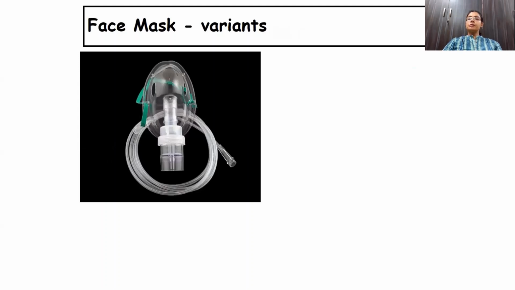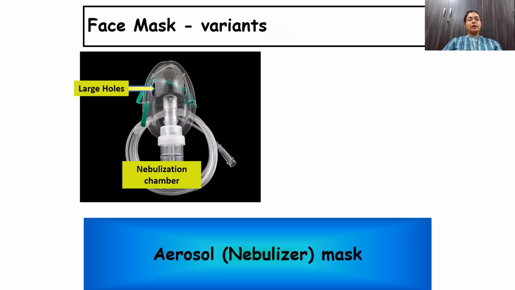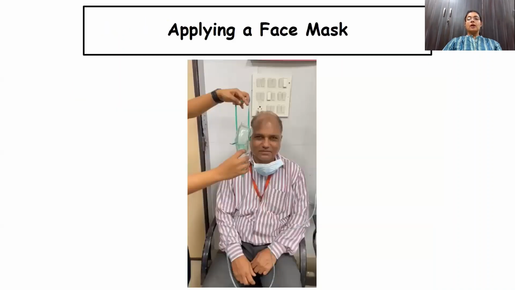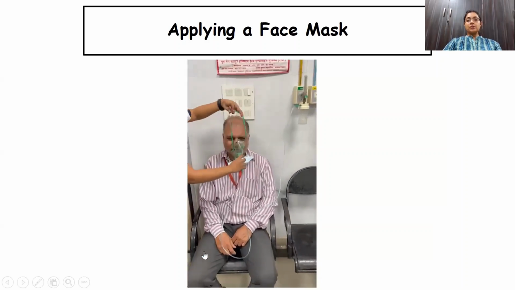Now you'll be able to see different kinds of face mask in your area of work. This is one of them. You can have a nebulization chamber over here, and this is known as the nebulizer mask. And a different attachment of oxygen tubing is seen in the mask on the right side. Now, this is a short video demonstration which shows how to apply a face mask on the patient.